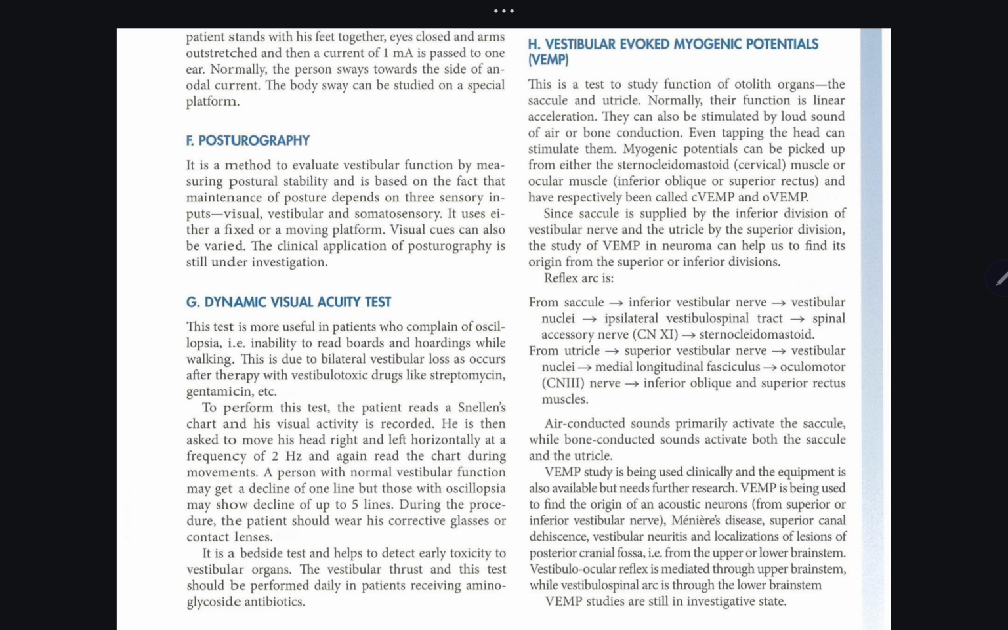VEMP study is being used clinically and the equipment is also available but needs further research. VEMP is being used to find the origin of acoustic neuroma from the superior or inferior vestibular nerve, in Meniere's disease, superior canal dehiscence, vestibular neuritis, and localization of lesions of the posterior cranial fossa, that is, from the upper and lower brainstem. Vestibular ocular reflex is mediated through the upper brainstem, while the vestibulospinal arc is through the lower brainstem. VEMP studies are still in an investigative state.